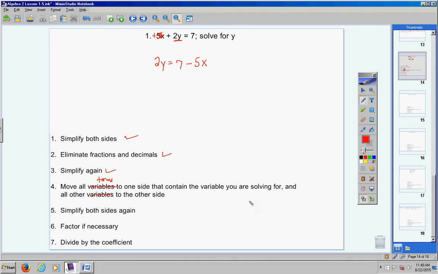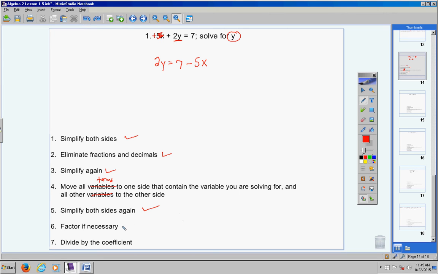Now, that's step 4. So what you do is you go through and look for all the terms that contain the letter that you're solving for. And all of those terms go on one side, and all the other terms go to the other side. Do you see what I'm saying? Okay? Alright, now, simplify again. Well, on this side I can't simplify. Over here I've got a constant term and an x term. I cannot combine them, so there's no simplifying I can do.